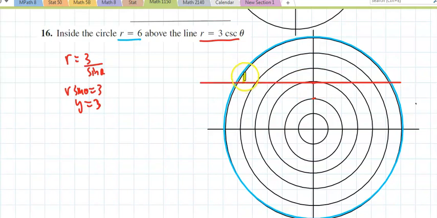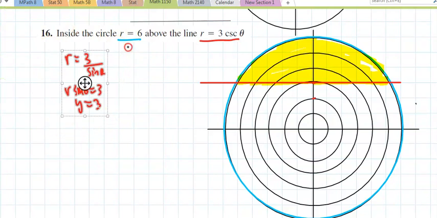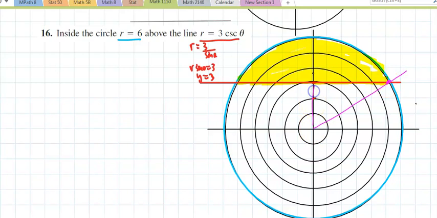they're talking about inside of the circle, above the line. Well, let's see how that's going to play. This is symmetric. I'm going to find half of it and multiply it by 2. We need to know what this point is. We're going to say area is the integral from whatever that is to pi over 2. And we're going to take 1/2, and let's see how this works.